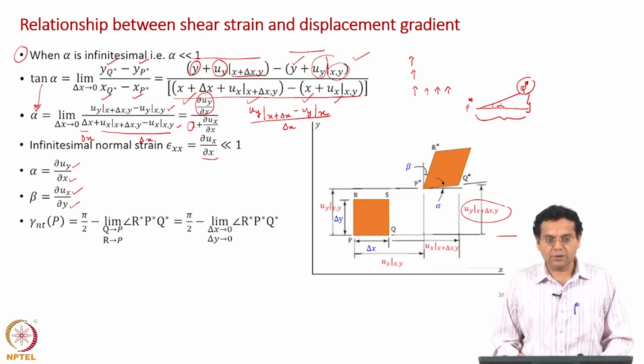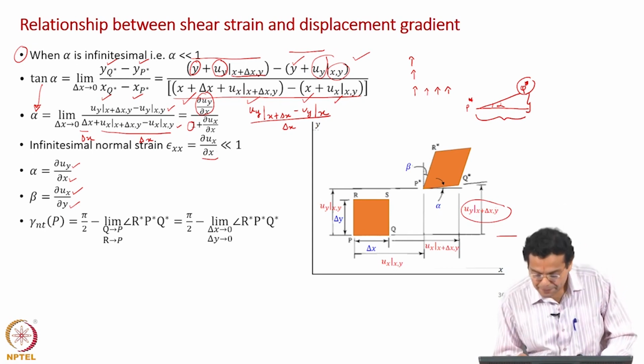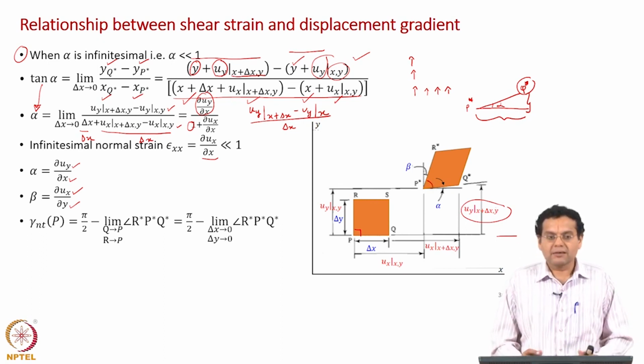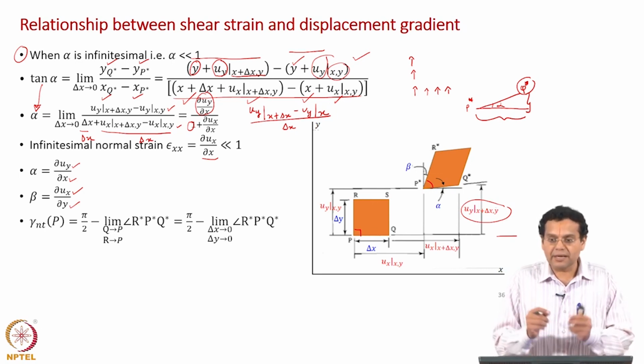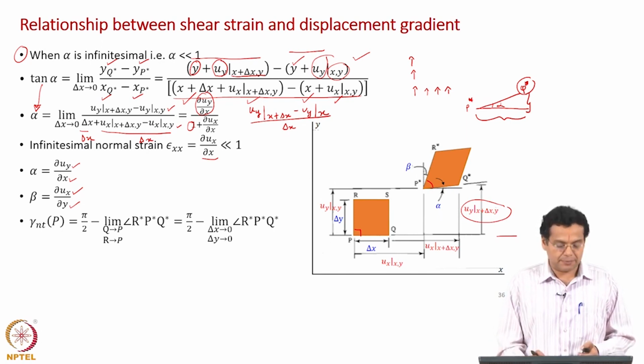Delta x tends to 0, delta y tends to 0 and this angle. So, this angle, 90 degrees minus this angle r star p star q star, not for a finite value of delta x delta y, but in the limit of delta x delta y tending to 0. What is that angle? Alpha plus beta, okay. This difference is nothing but alpha plus beta.